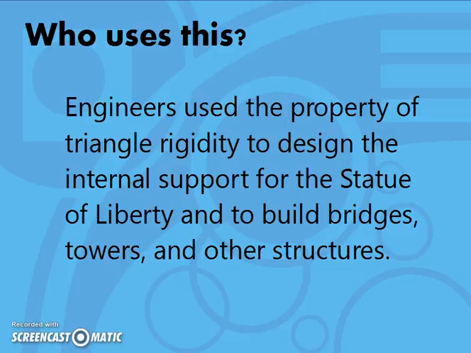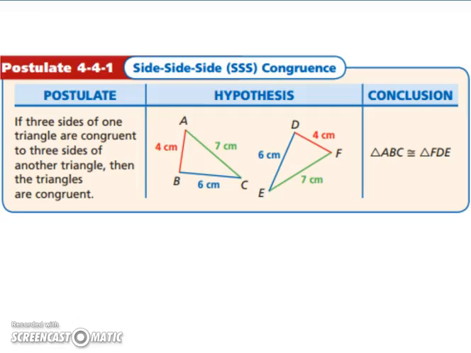Who uses this? Engineers used the property of triangle rigidity to design the internal support for the Statue of Liberty and to build bridges, towers, and other structures.